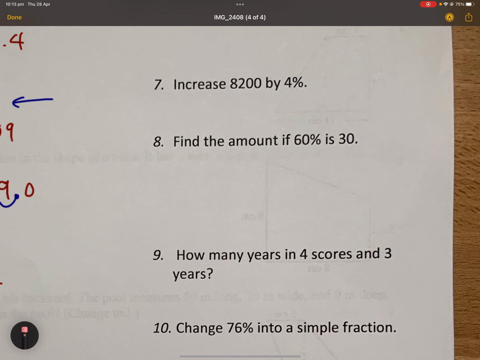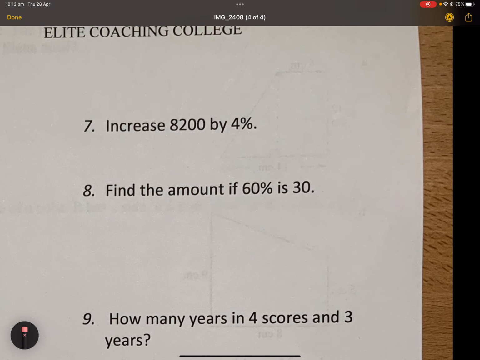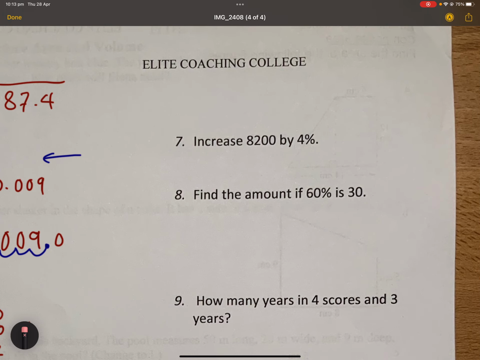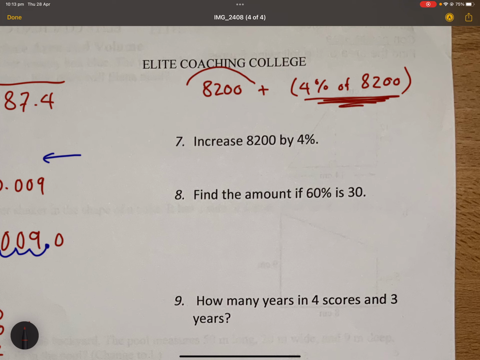Next one would be increase 8,200 by 4%. Okay, so 8,200. When you increase it, it means plus 4%. So 4% of what? Of your 8,200. Now we need to know what number this represents. So 8,200 will be plus with that number. Okay, so we've got to work on this bracket side first.